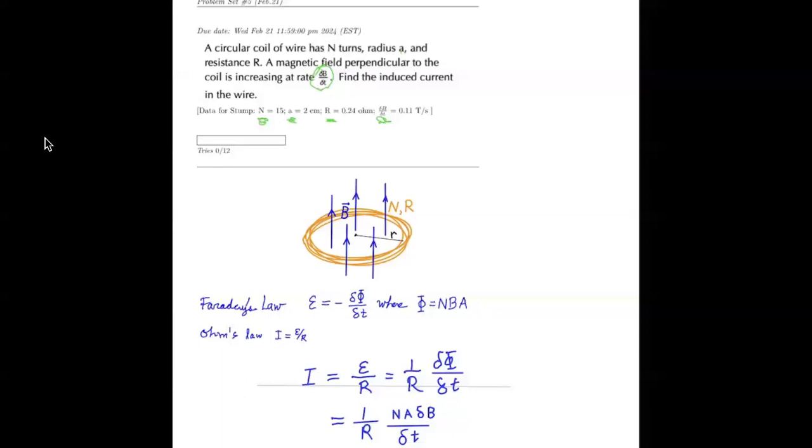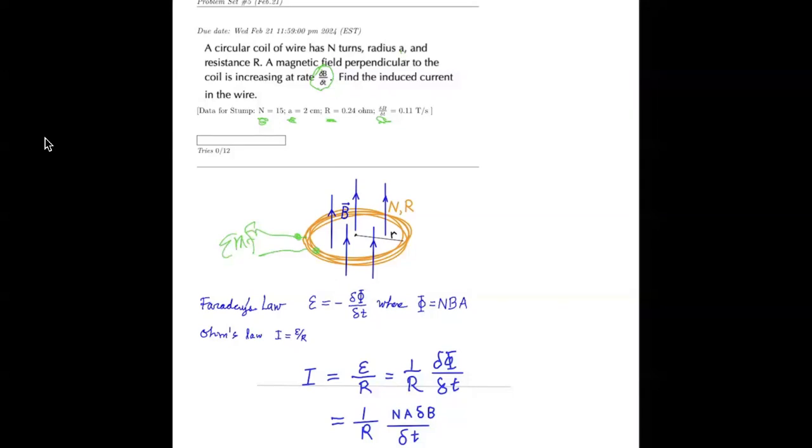The wire from one end to the other has a resistance R. And now we want to calculate the EMF around the coil, from one end around to the other end. So there's the picture. And next we write down the relevant equations.